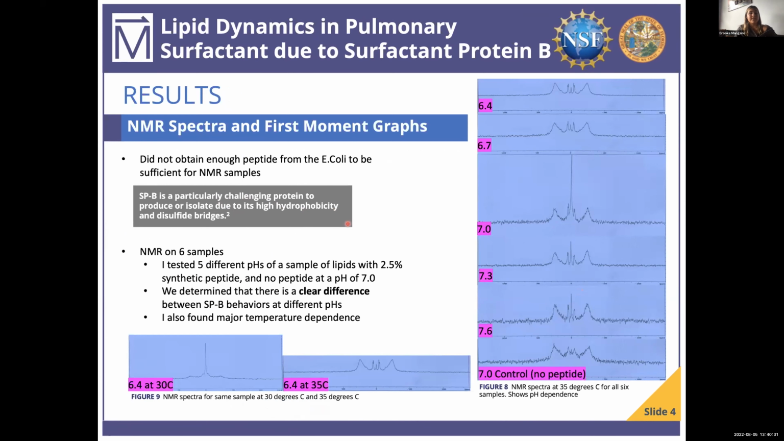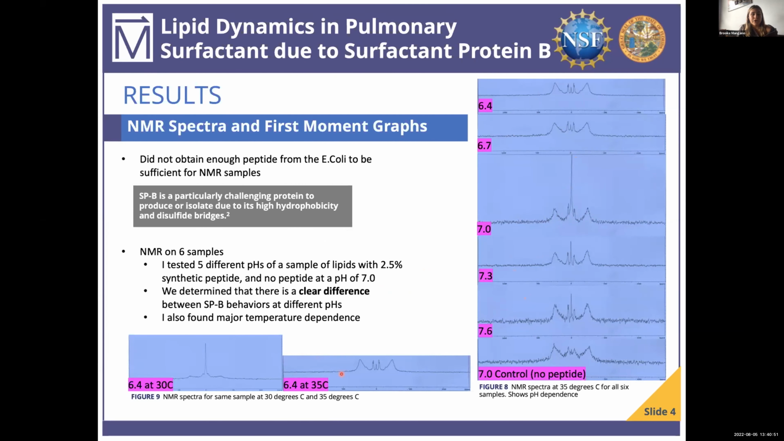However, I did run NMR on the samples with synthetic peptides, and I ran 5 different pHs and then a control with no peptide. And as you can see here, all the different pHs look very different. So at a pH of 7, you see the most isotropic spike right here.